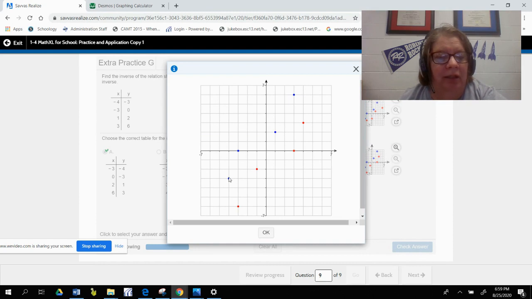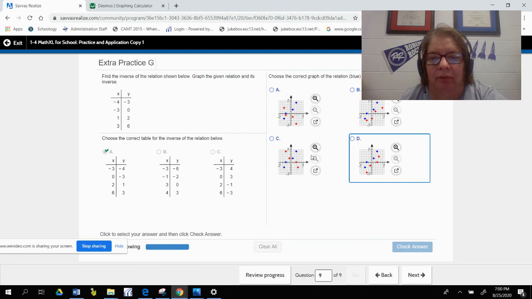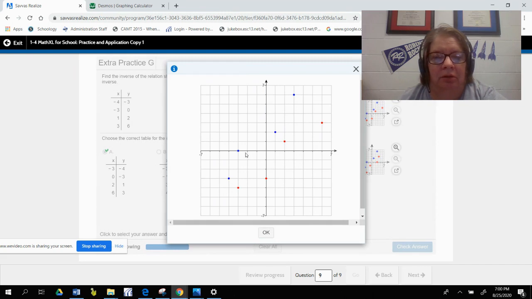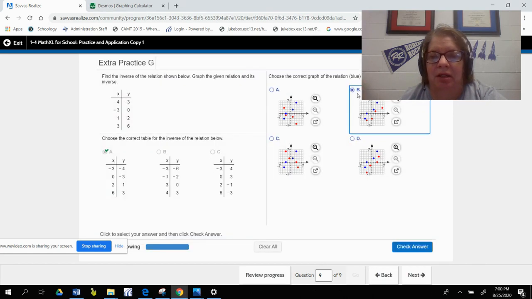-4, -3. Yeah, the blue ones are the same. Let's check the red ones. -3, -4. Nope. This one's not fun. Okay, -3, -4. It's got to be this one then. There's -4. 0, -3. 2, 1, 6, 3. That's it.